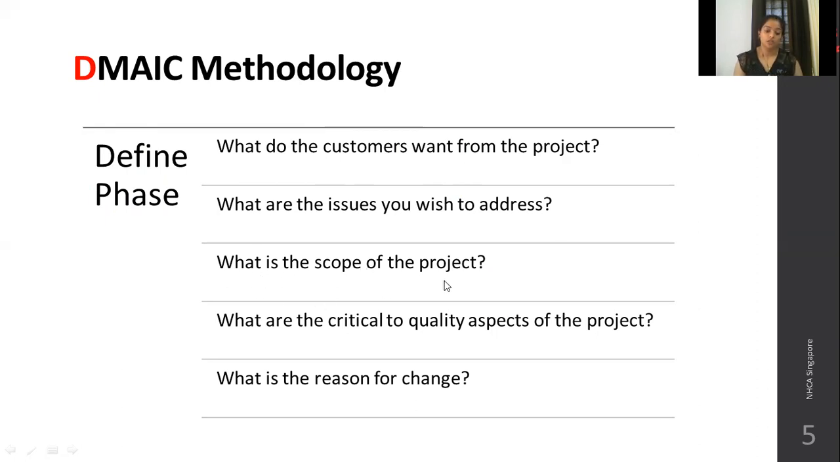What is the scope of the project? What else can you bring into the MRI department? What else can the MRI department provide for customer satisfaction? What are the critical quality aspects of the project? If you rush things through just to reduce the waiting time, will it affect the quality of the results of MRI? Okay, what is the reason for change? You want to change because time is a factor. You don't want to waste your patients' resources, time, etc. on just one department. So that's the define phase.